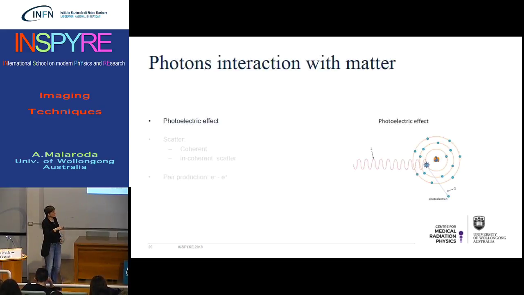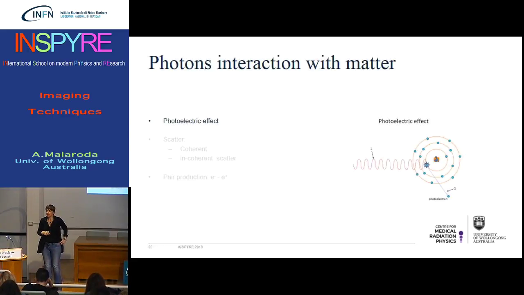So you've got the photon. What the photon is going to do is interact with an electron and give all its energy to the electron, and then the electron will be expelled from the atom. It's called a photoelectron, just to tell people that that electron is being expelled from an atom because of the photoelectric effect.